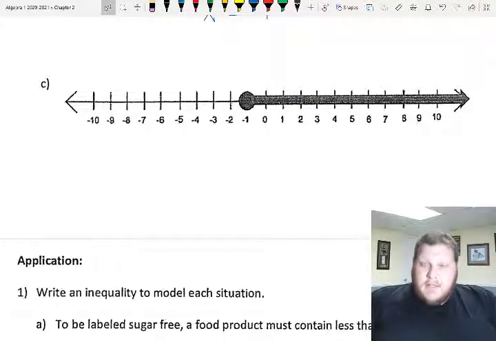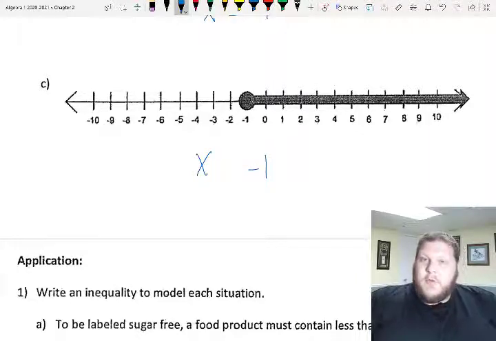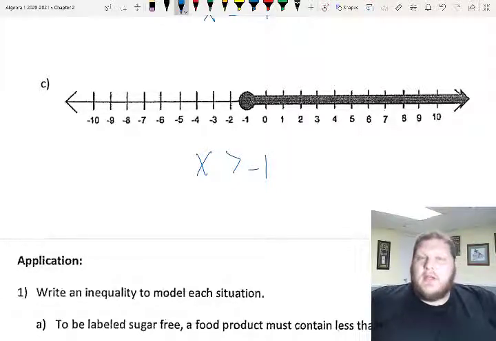All right, so let's take a look. Here, X and -1 are my two boundary points. It is pointing to the right, so I'm going to be pointing to the right. It is a shaded in circle, so or equal to.